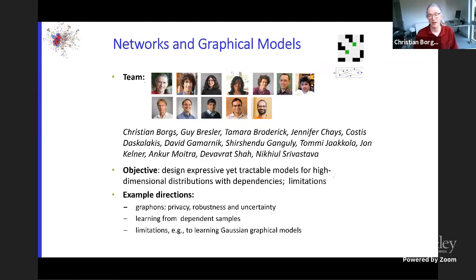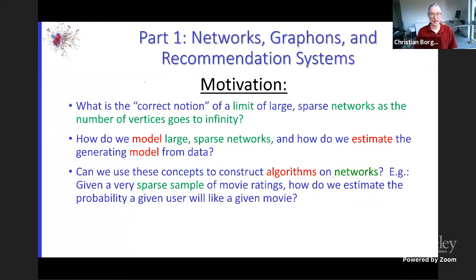So as motivations, the whole thing started by us thinking, what's the correct notion of a limit of a large sparse network? But very much related is how do we model large sparse networks and how do we estimate recommendation systems is one possibility. Another one, recently done by some people at Stanford, is the question, can you do information dissemination on networks, the KKT model and things like that. So just these three questions.